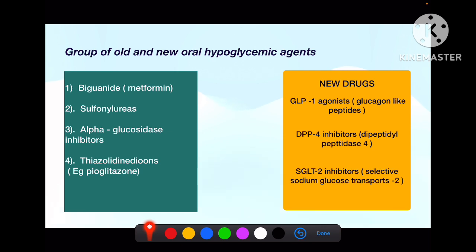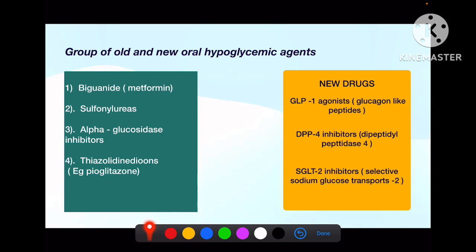Then this slide shows the group of old and new oral hypoglycemic drugs. One class of drug is the biguanides, that is metformin, and the other one is sulfonylurea. The third class is, we can say, alpha glucosidase inhibitors, and the fourth one is thiazolidinedione, like your pioglitazone, right? This one is also a little bit out of the market due to its complications. But the HbA1c reduction percentage will be high, like 1.5, compared to the sulfonylureas and the other drugs, right?